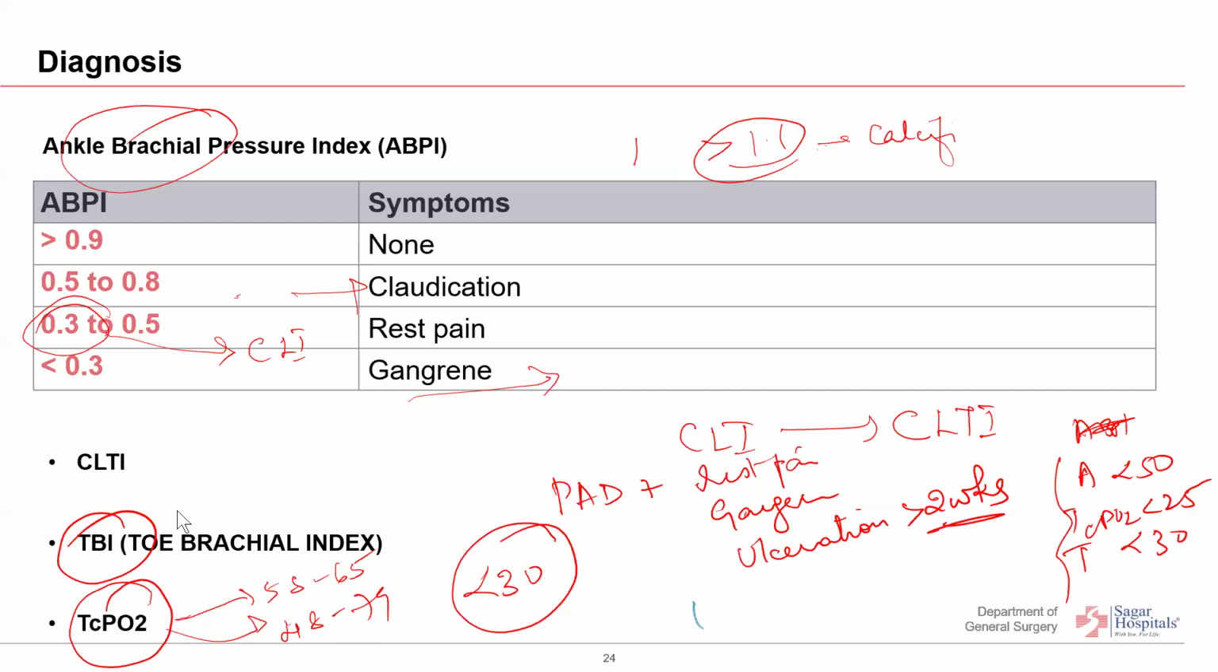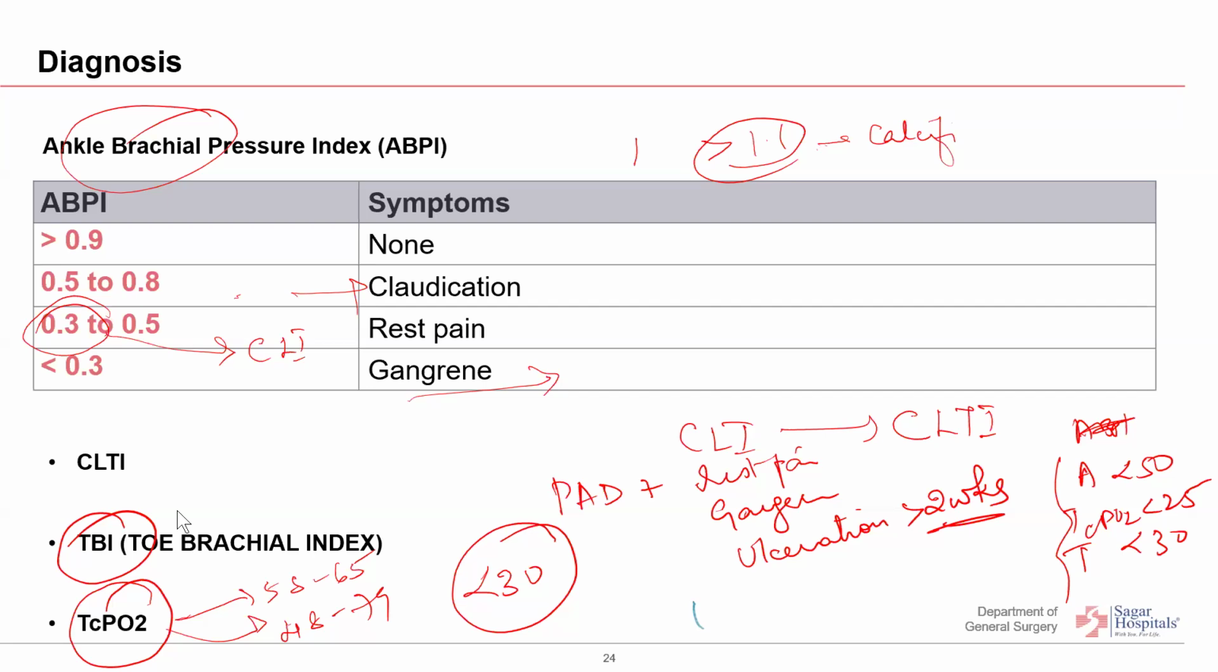When is the condition where you can't do a TBI? When there is a toe amputation. If the toe is not there itself, you can't measure it.